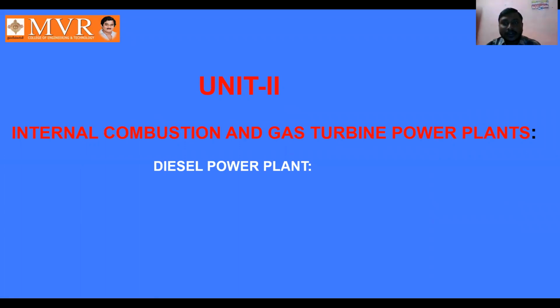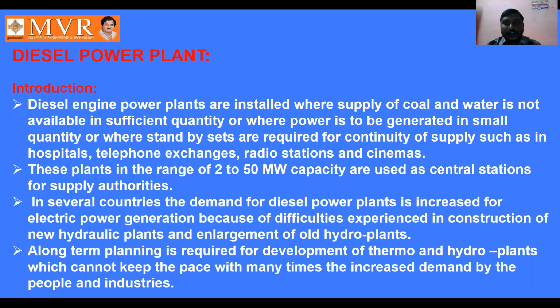In this chapter, the first topic which we are dealing with is the diesel power plant. Coming to the diesel power plant, the introduction is that diesel engine power plants are installed where supply of coal and water is not available in sufficient quantity, or where power is to be generated in small quantity, or where standby sets are required for continuity of supplies, such as in hospitals, telephone exchanges, radio stations and cinemas.